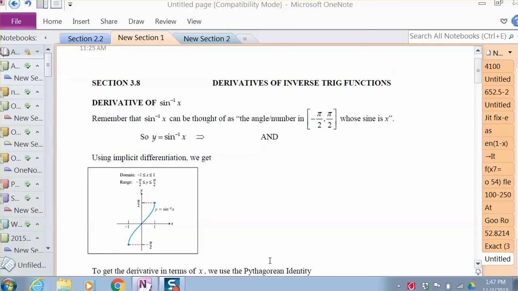Hello, welcome to a video on section 3.8 regarding the derivatives of inverse trig functions. So we're going to start by finding the derivative of inverse sine x.